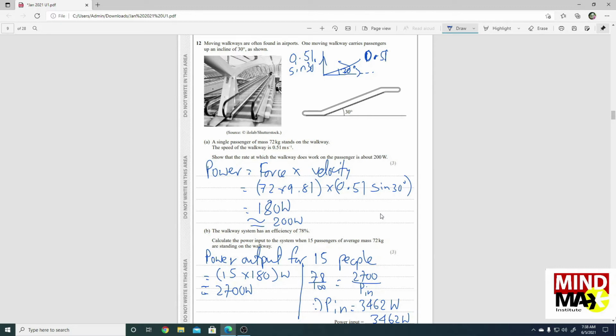So we have to take the vertical component, because work done is always force multiplied by distance moved in the direction of the force. So we have to take the distance in the direction of the force, which is vertical. That's what we did. And our answer came to 180 watts, which is approximately 200 watts.